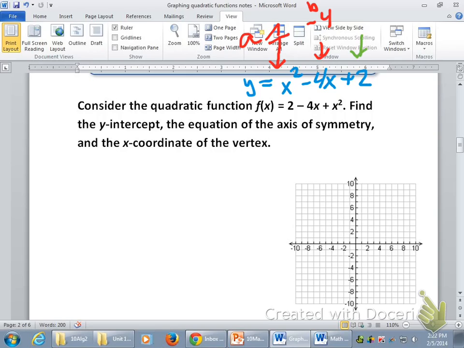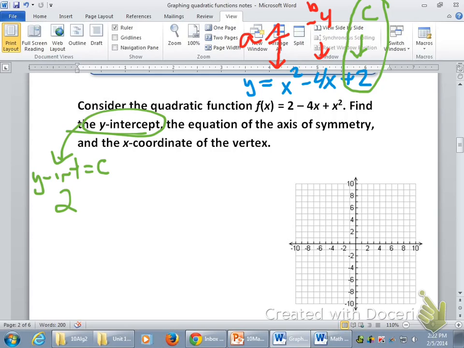And I'll switch colors for you there because that's important. I love c. What does c tell me? The y-intercept. So right now the y-intercept is c, which is positive 2. I can go to my graph paper right now if I need to and graph c equals 2. There we go.